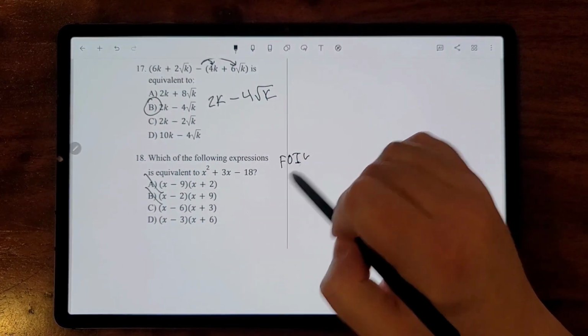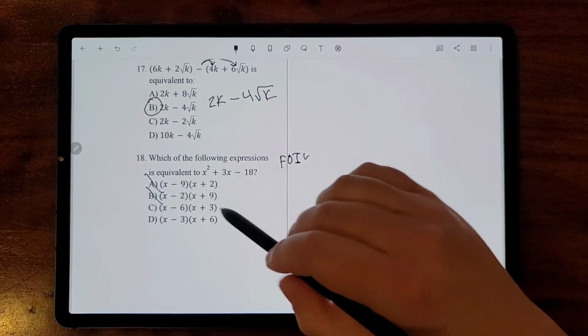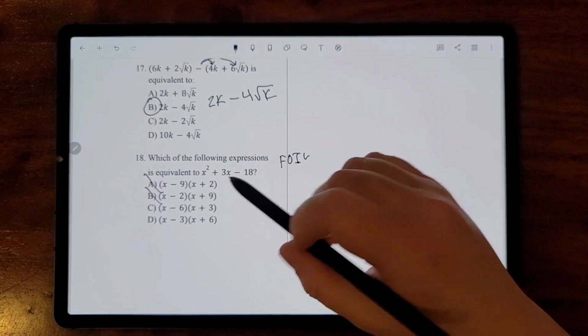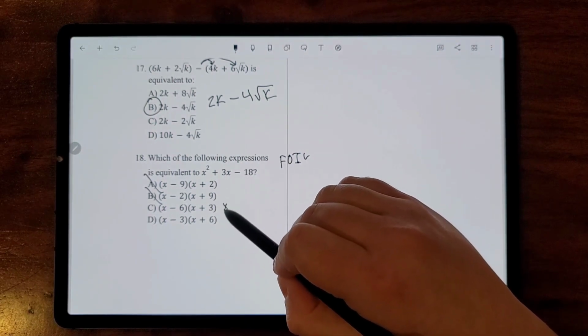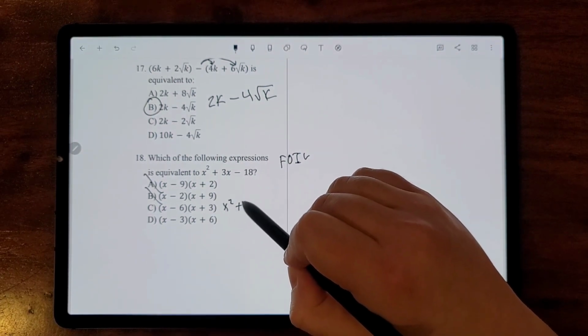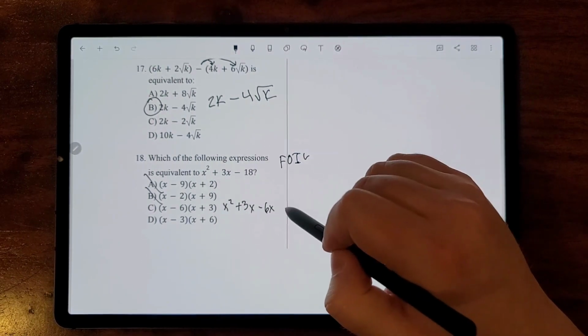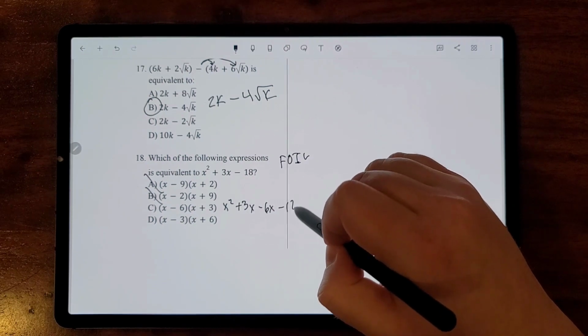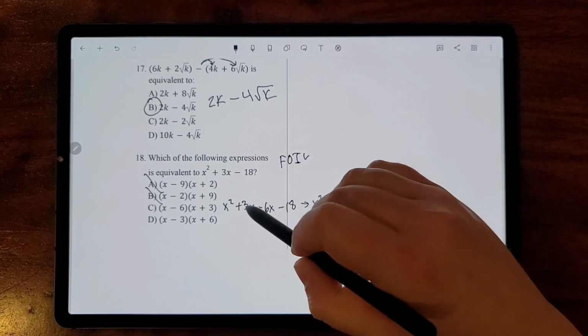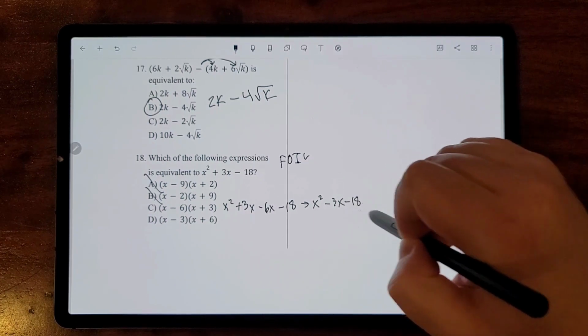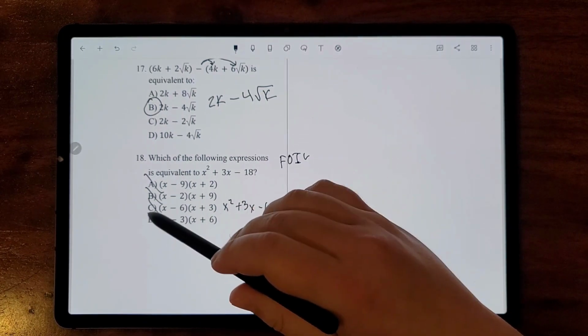So now I'm going to FOIL it to see if I get back to that initial expression that I want. Because if it FOILs out to that, then they're equivalent expressions. So x times x is x squared. 3 times x is 3x. Negative 6 times x is negative 6x. Negative 6 times positive 3 is going to be negative 18. So this would become x squared. And then 3x minus 6x is negative 3x. And then minus 18. That is not what we want. So it has to be D.